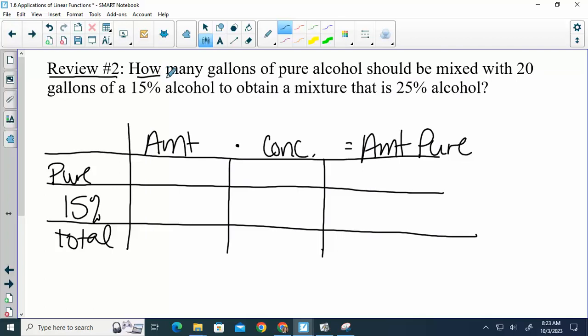So it starts out, how many gallons of the pure? So my amount would be x. If it is pure, what is the concentration? 100%, so 1. If it was water, what's your concentration of alcohol? 0. Should be mixed with 20 gallons, so the amount of the 15% is 20 gallons. The concentration of that is 0.15. Then what would be the amount of my total? x plus 20. So we add those together, and then the concentration of the total?